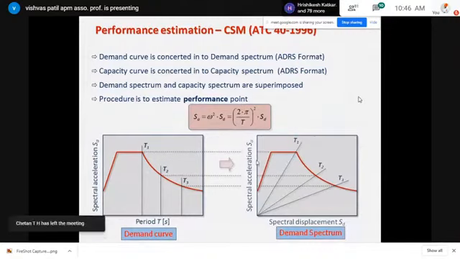This equation is applicable only for a single degree of freedom system. So in this method there is one idealization, that the structure is idealized as a single degree of freedom system. So convert it into this by using the equation.